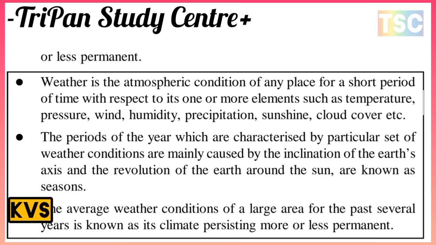This is important. The period of the year characterized by a particular set of weather conditions, mainly caused by the inclination of the earth's axis and the revolution of the earth around the sun, is known as a season. And the average weather condition of a large area for the past several years is known as climate, which is more or less permanent.